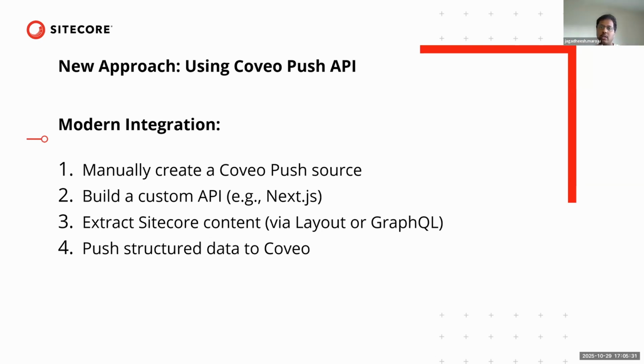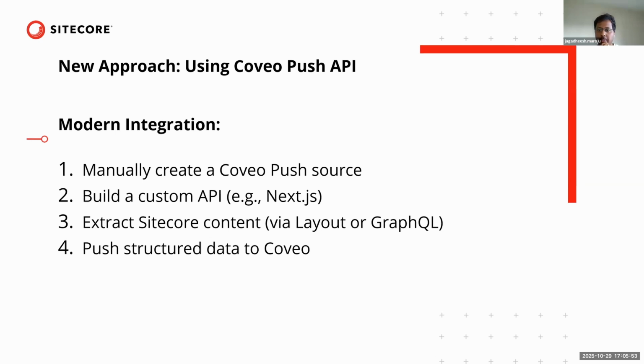So that's the reason I just chose a Next.js app, and that pulls content directly from Sitecore. Depending on what I needed, I could use the Layout Service of Sitecore or GraphQL. So that gave me full flexibility to get exactly the data that I wanted.